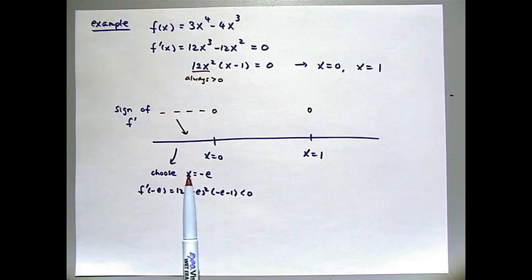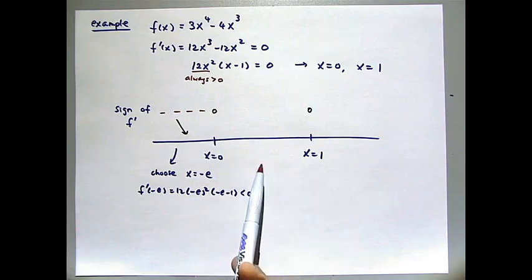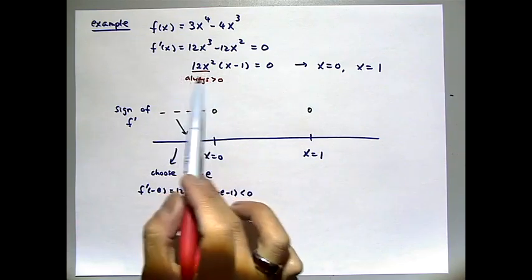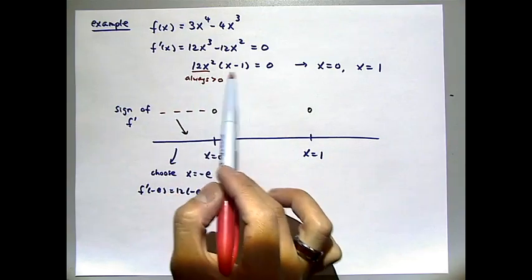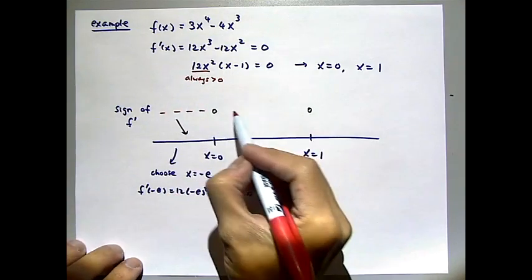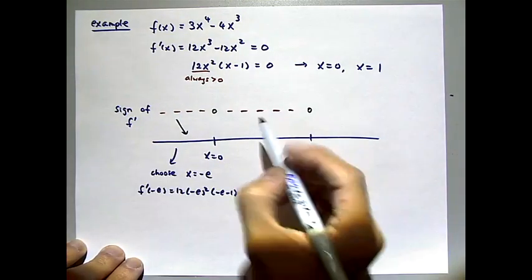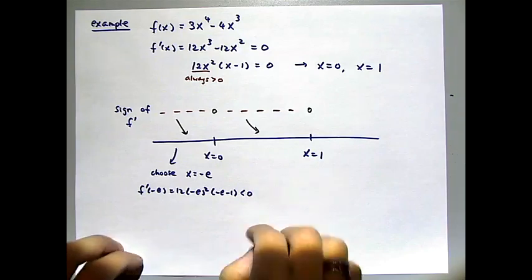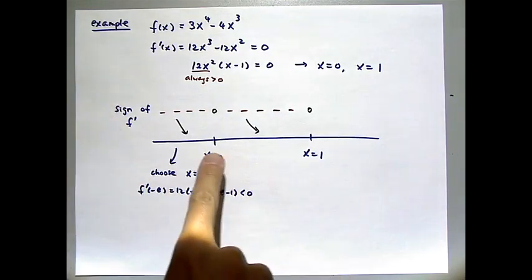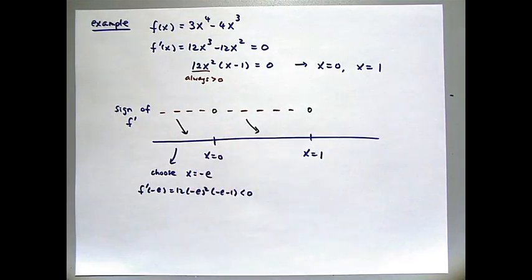What about between 0 and 1? What do you think? What sign do we get? Choose any number. How about 1/2? That's always positive. We ignore that. If I choose 1/2, 1/2 minus 1 is clearly negative. So that's going to be another decreasing interval. Continues going down. So it keeps going down, comes to a brief stop, and it keeps going down again.